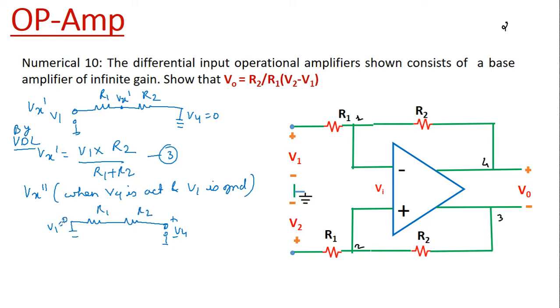V1 is equal to 0 here. So this is Vx double dash. By voltage divider rule, Vx double dash will be equal to total voltage, that is V4, into that resistance in which Vx double dash is existing now, that is R1 divided by R1 plus R2. Vx double dash is equal to V4 into R1 divided by R1 plus R2. So this is our equation number 4.